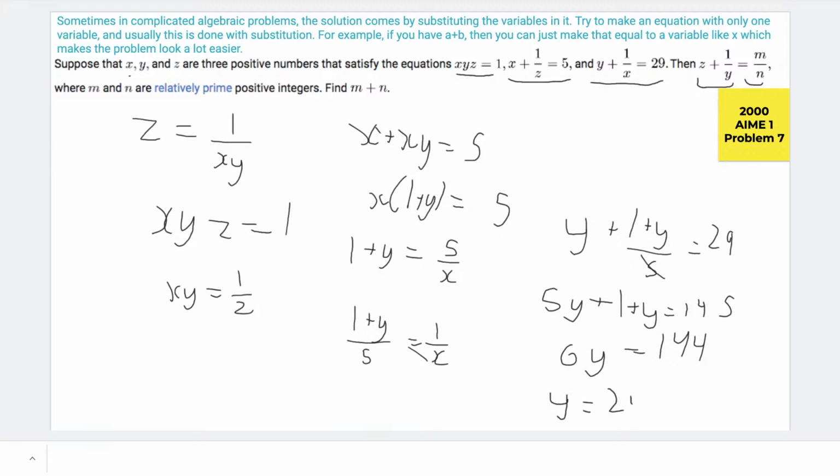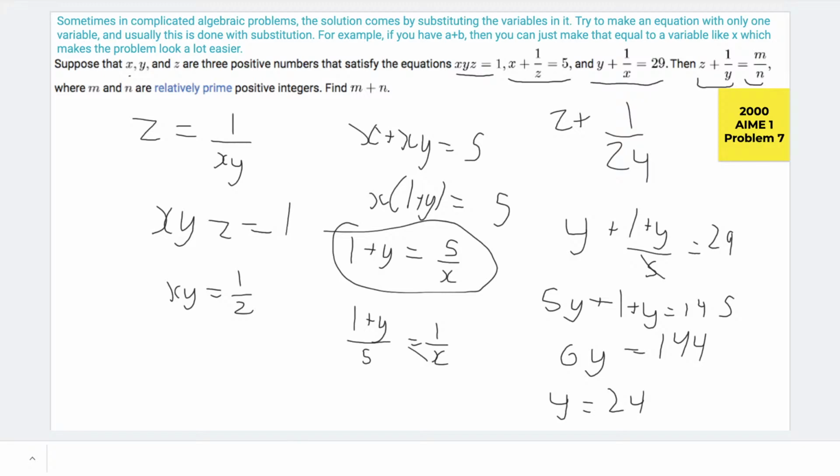Now we found one of the variables, so now you will find the whole thing. In this expression, we want to find z plus 1 over y, and y is 24. So z plus 1 over 24. To find x, we can substitute the y in there. No, we already have a y term, never mind. We have this term, so instead of actually finding it, we can just substitute this in here.